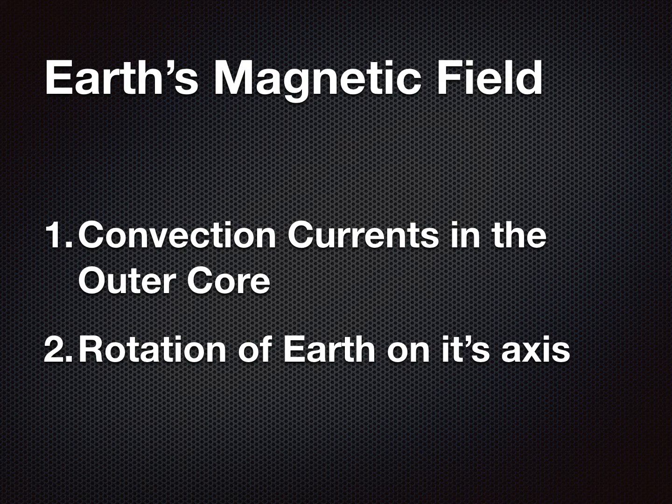The second reason why the Earth has a magnetic field around it is the Earth's rotating on its axis, and that's a big thing when we get to the space unit. But because we're spinning and we have metal spinning inside of us, it creates this magnetic force field around Earth.